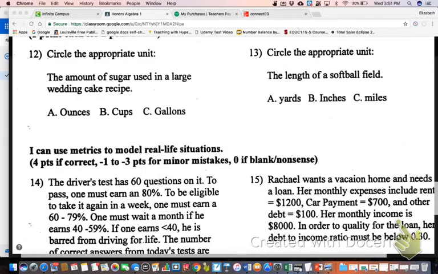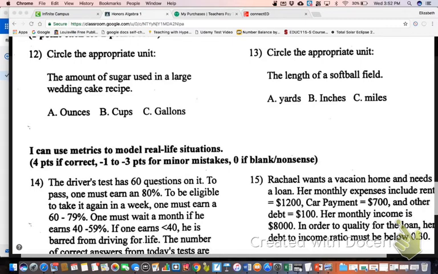All right, so for number 12 and 13, this comes from section 1-5. Actually, these last 4 problems come from section 1-5, all the different problem solving and real life applications of the problems. And so finding the appropriate unit.